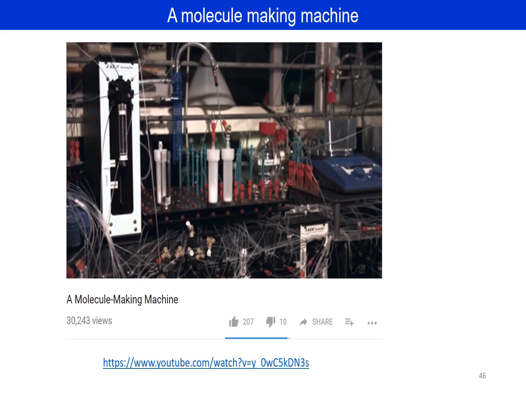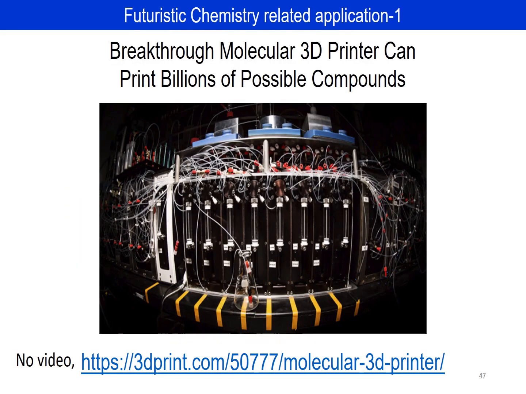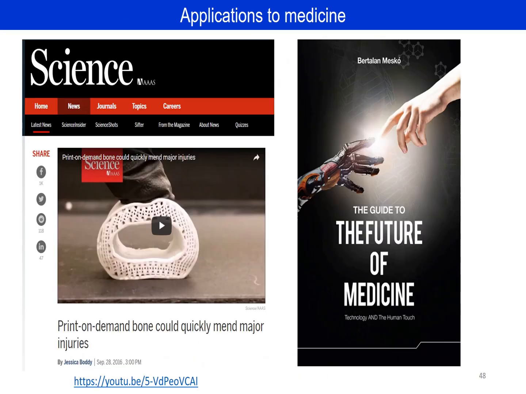Here's another example of what they called futuristic chemistry. You can print billions of possible compounds by just reconnecting things, and it's been described in the literature. There are various applications to medicine. This is from the journal Science. It shows 3D print on demand for bone to mend major injuries. And here I don't have the time to get into it, but there is a nice guide to the future of medicine, at least according to the author.